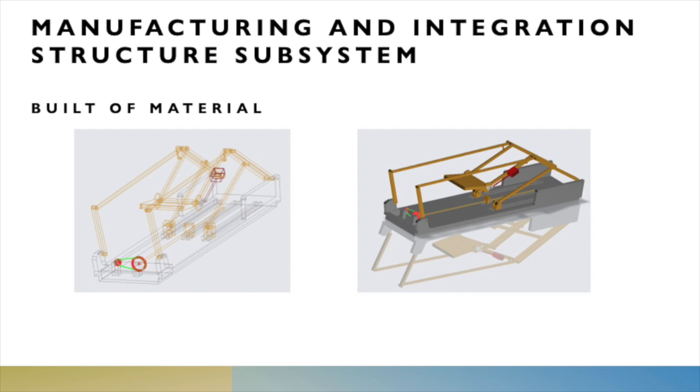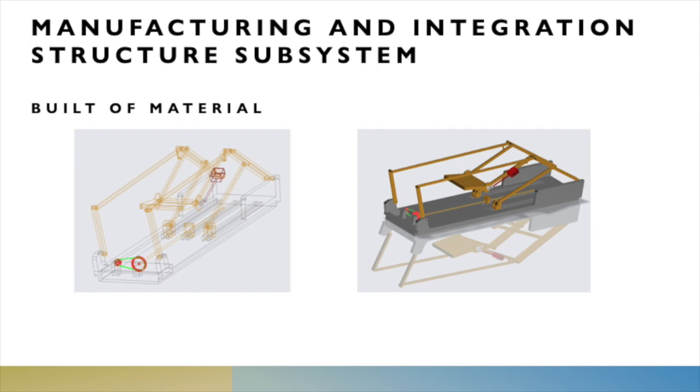Now, we're going to talk about our manufacturing and integration of the structure subsystems, starting with our bill of materials. In this slide, we can see a hidden lines diagram or drawing of our subsystems, and on the right, we can see a structure with shades and solid lines of the CPM subsystems we are trying to design.